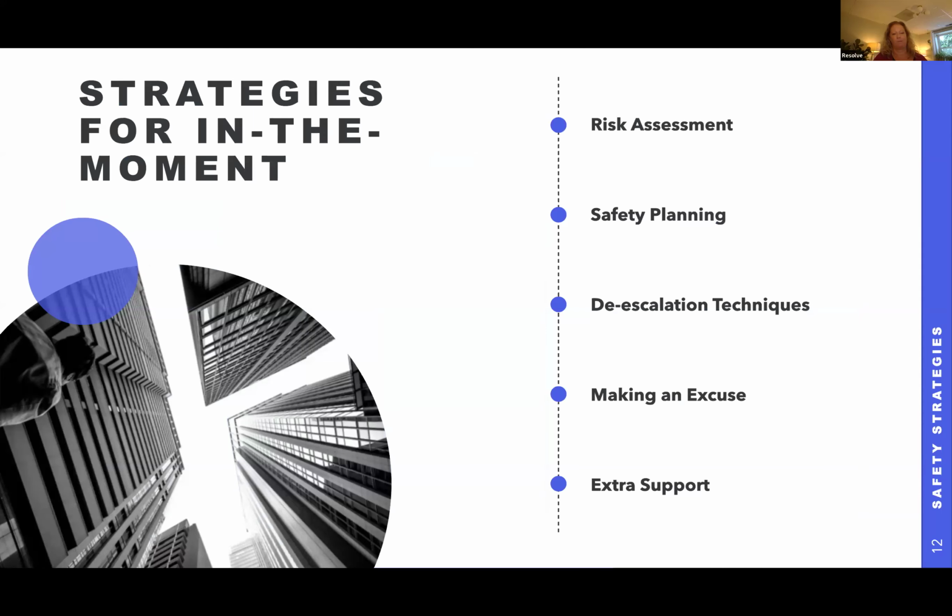So strategies for in the moment are very similar to what we just talked about. The risk assessments, knowing those and having them available. Safety planning for yourself, having a plan, a place to go. Do I have a safe room? Do I go to the business next door? What do I do if I'm feeling unsafe from client behaviors? What's my exit strategy? What's my escape? How do I do that? The other one is the de-escalation techniques, which we've already talked about. And then I mentioned making an excuse. So how do I get out of this space to reassert my safety in the moment? Then I feel safer, I'm able to do better problem solving, and I can go.